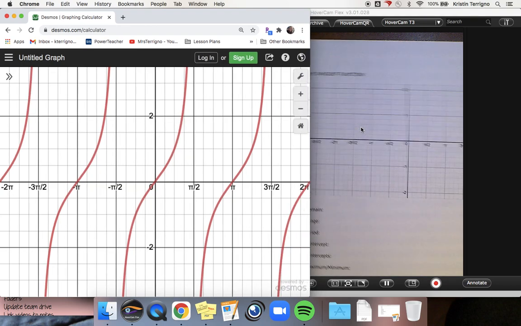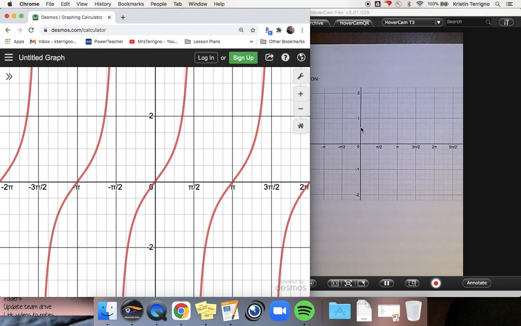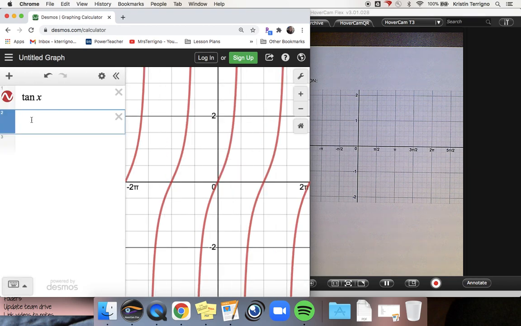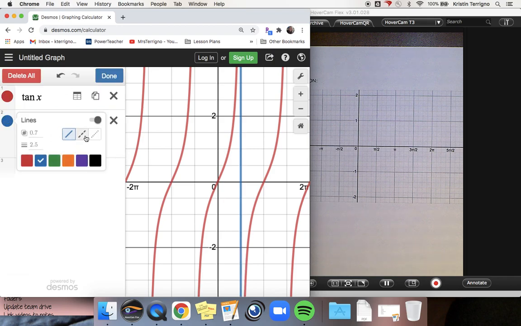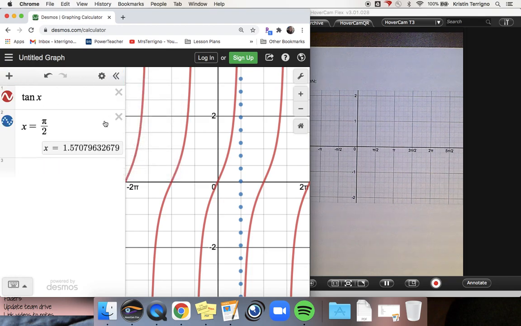What is really important about the tangent function, besides just the fact that it's shaped differently, is that there are asymptotes here. I'm going to move this so we're just looking at that first chunk. If I drew a vertical line right here at pi over 2, let me do that real quick, x equals pi over 2, and I'm going to set that to be a dotted line so that you understand it's an asymptote. I could draw the others too, but I'm just going to stick with that one.